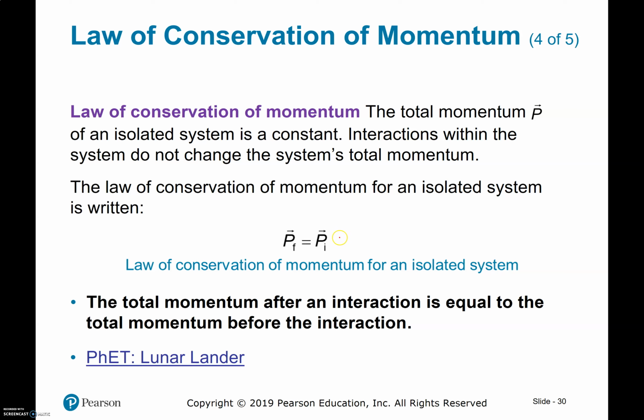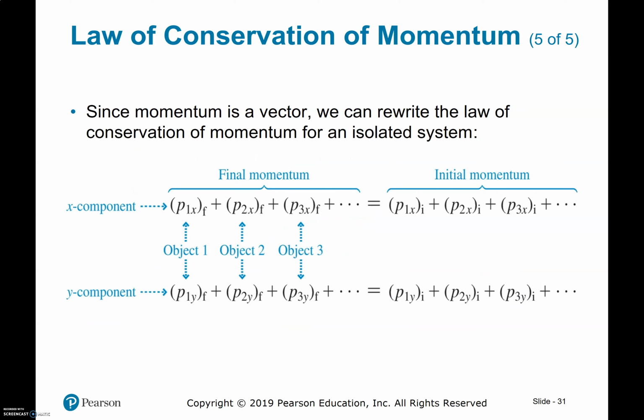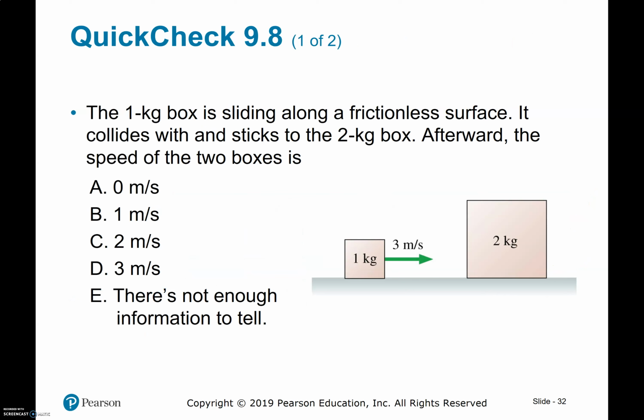Another way to write that is that the final momentum equals the initial momentum, and this is the form in which we are going to use this equation more often. So this is a vector equation. We have one equation for the x and one equation for the y component of our system. So let's look at a simple example.